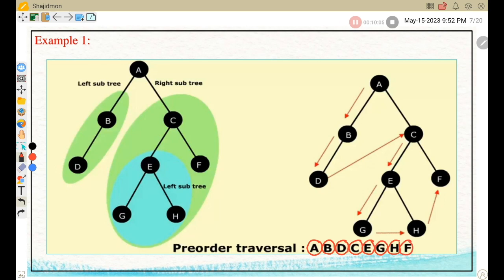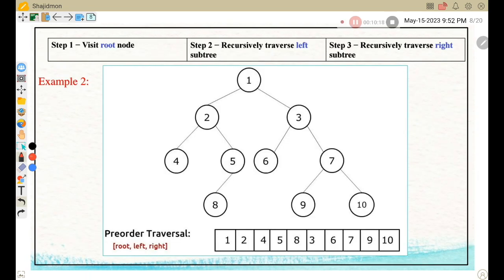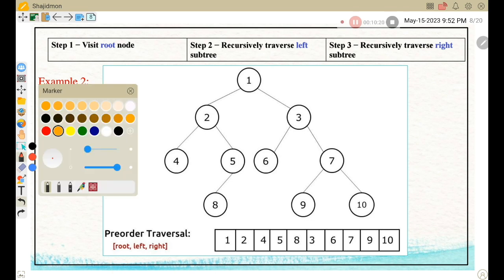So each vertex is visited exactly one time in pre-order, correct? That is the systematic way, the pre-order way, we visit all the vertices. Hope you understood how we are doing. Now we will discuss one more example in pre-order. You can see one example in pre-order.